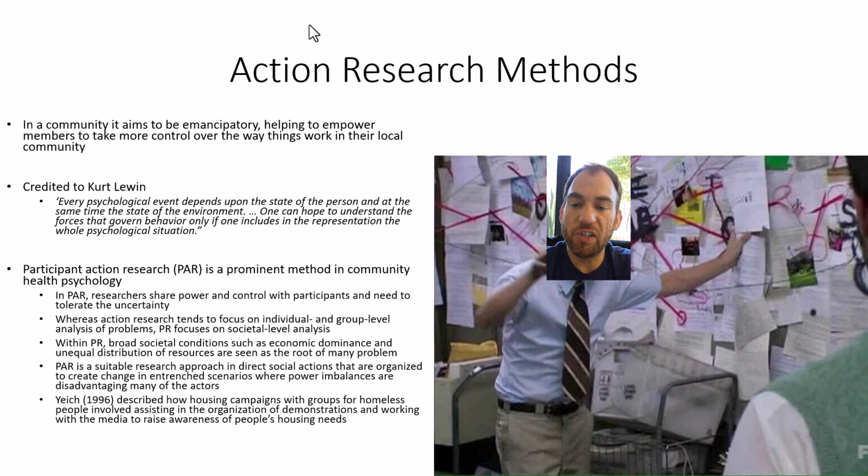So basically our differentiation here, we have PAR and then we have action research methods. Action research methods collect more data on individuals or groups, so our one autistic group, for example, while PAR much more explicitly, much more directly takes a societal level analysis. So when they're interpreting results, they're really looking within a framework of economic dominance and unequal distribution. For example, if a minority group has higher rates of cardiovascular disease, someone using the PAR framework would argue that this is due to these larger societal issues.